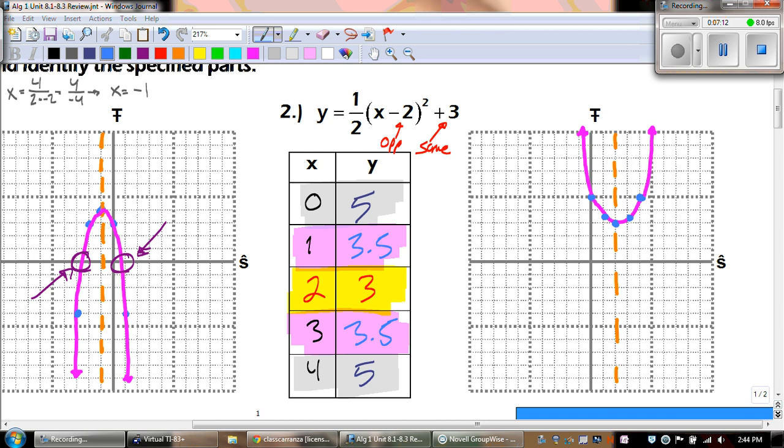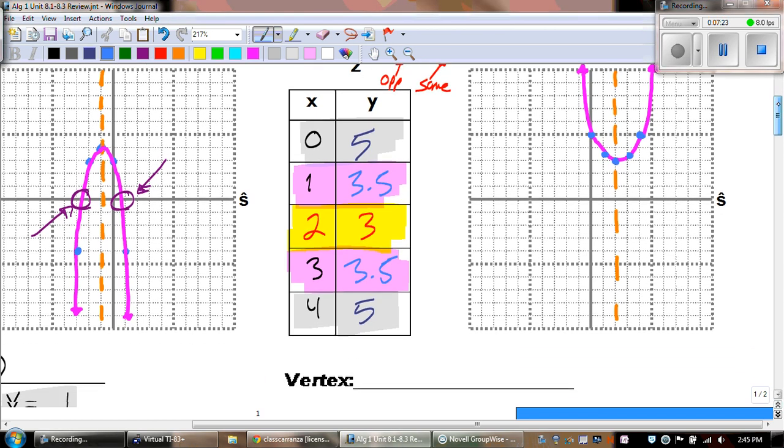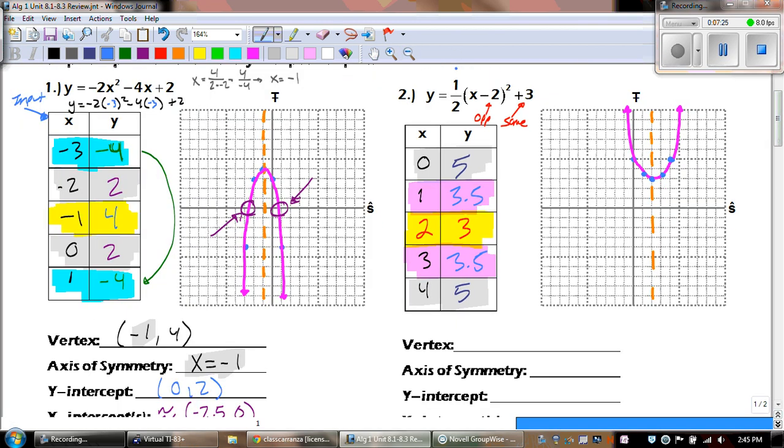Okay, there you go. Your graph should look something like that. Did you guys have problems with it, or did you do good? Hopefully it wasn't too bad. So now let's answer the questions.